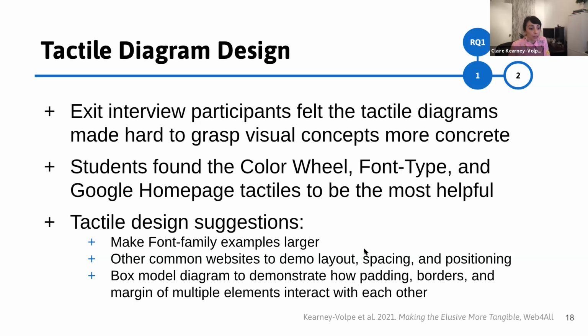We also got some suggestions to make, in addition to the Google homepage, other common websites to demonstrate spatial relationships, different types of layouts, spacing, and positioning of elements. And then we also got a request to create a box model diagram to demonstrate how padding, borders, and margin of multiple elements interact with each other.